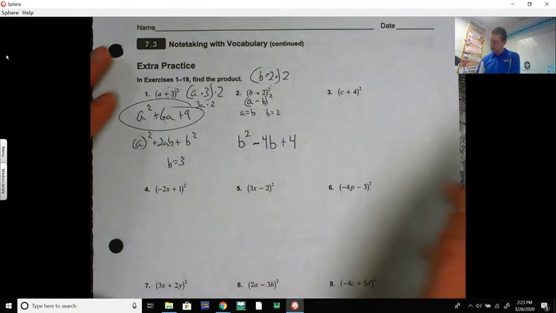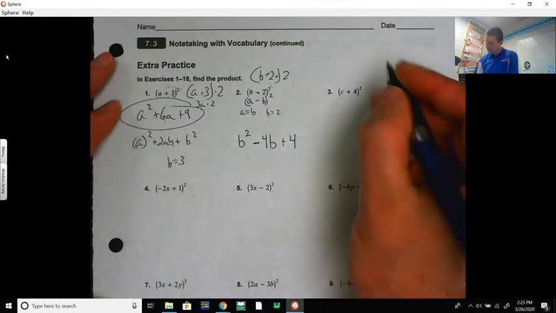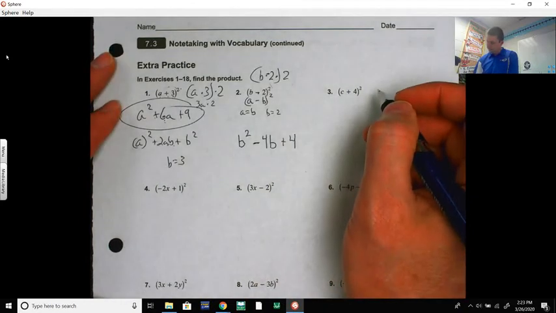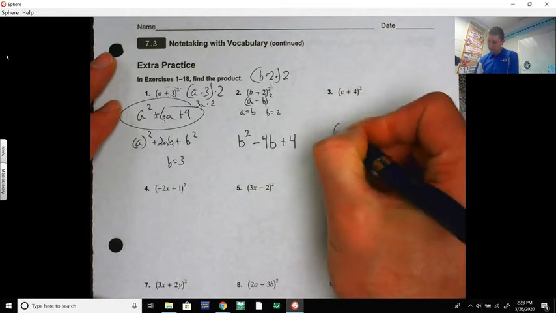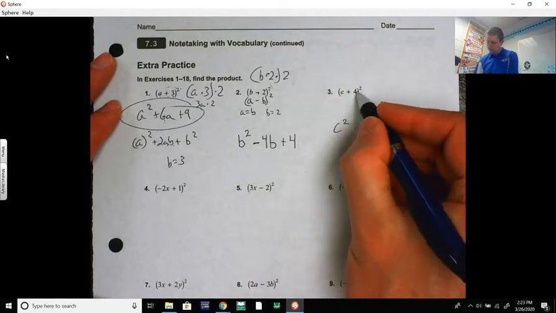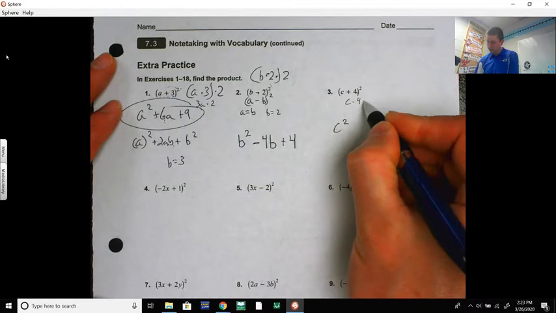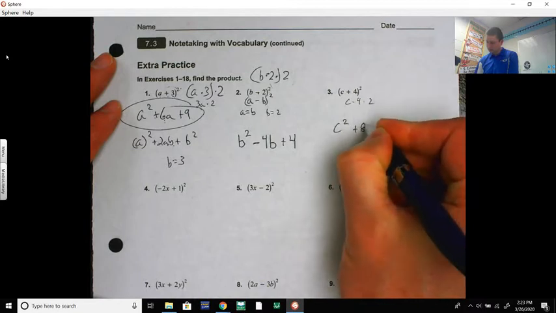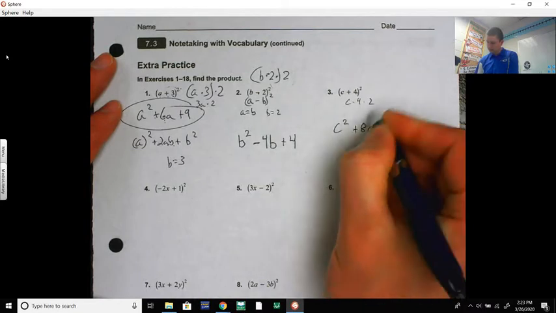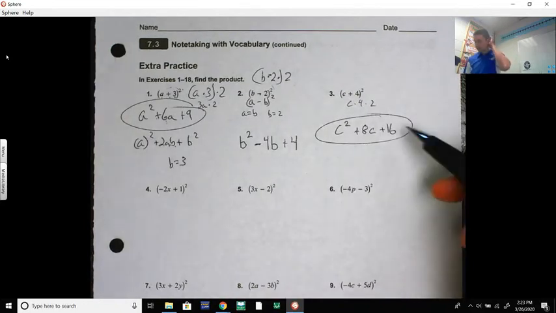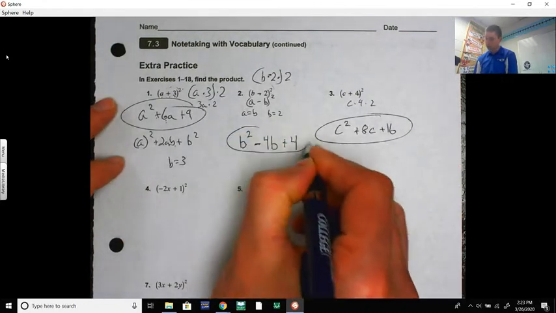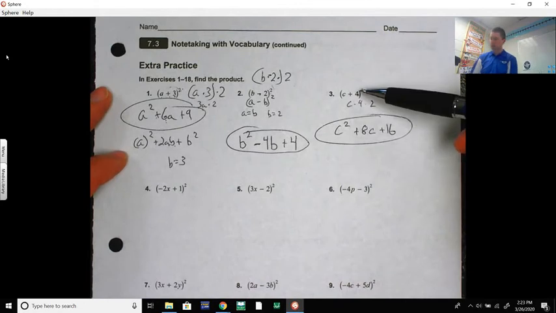Once you try the next one, pause it, try the next one. Okay, you should have c squared, which is c squared. c times 4 is 4c, and then you have to double it, so you get plus 8c, and then plus 16 should be that one. These answers are actually called perfect square trinomials, because they factor down into a perfect square.